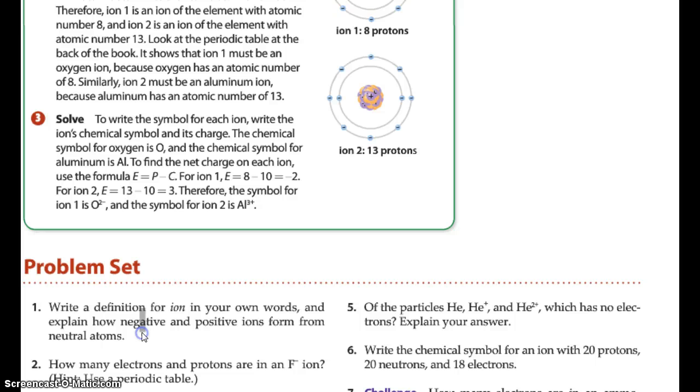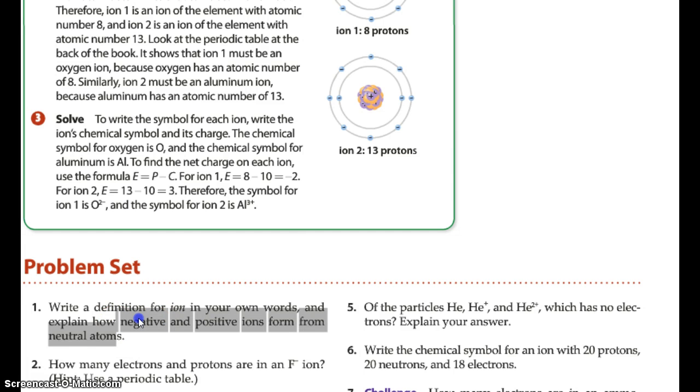All right, write a definition for ion in your own words and explain how negative and positive ions form from neutral atoms? Okay, so hit pause, get your answer. An ion is an atom with a charge. If it's positive, it's a cation. If it's negative, it's an anion.